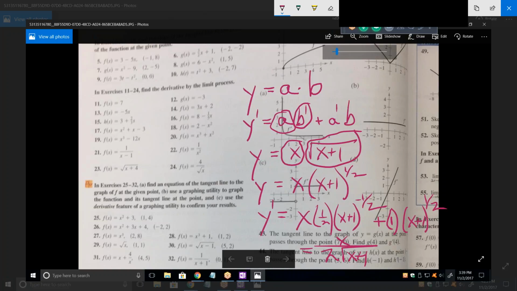Sometimes they want you to put it back into radical format, plus the square root of x plus 1. So there would be the final answer if they wanted it in radical format. If they were okay with exponential format, then that's your final answer.